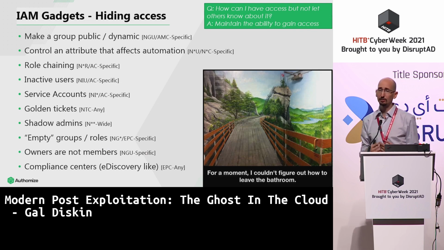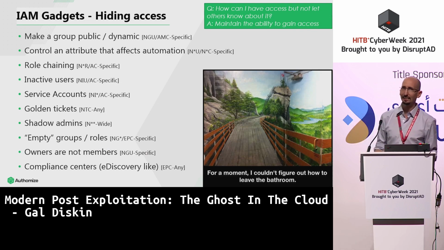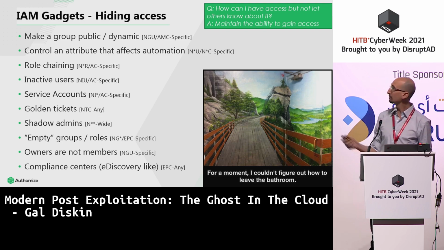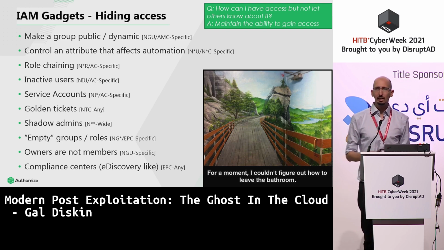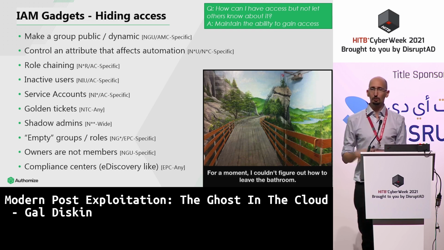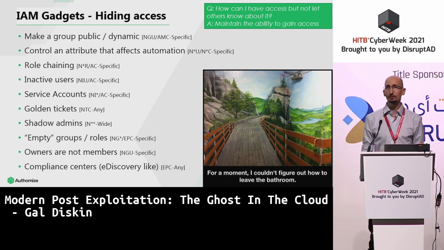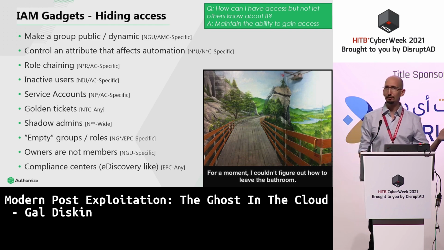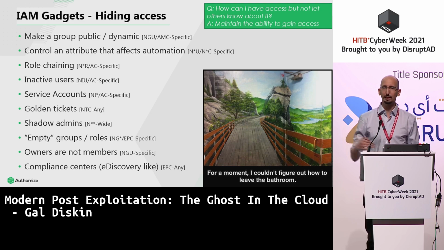Finally, we can also talk about how this hiding access, escalation, or lateral movement can work. You can make a group public, for example. You can control an attribute that affects the automation, role chaining, which you saw in the previous slide, but also, interesting, and we've seen it a lot, inactive users. Inactive users is really cool because almost all organizations have them, almost never being cleaned up.